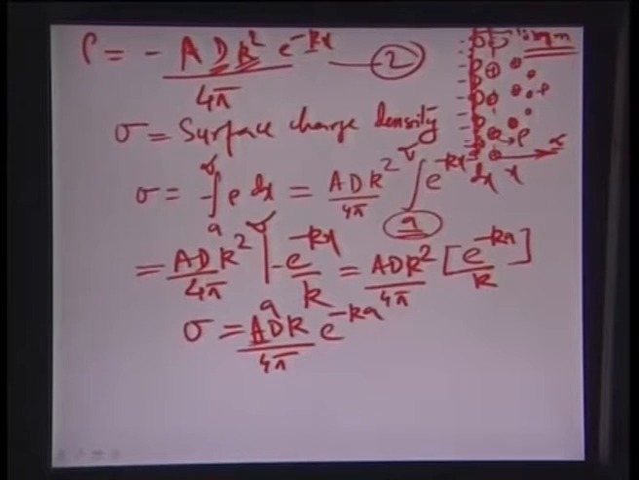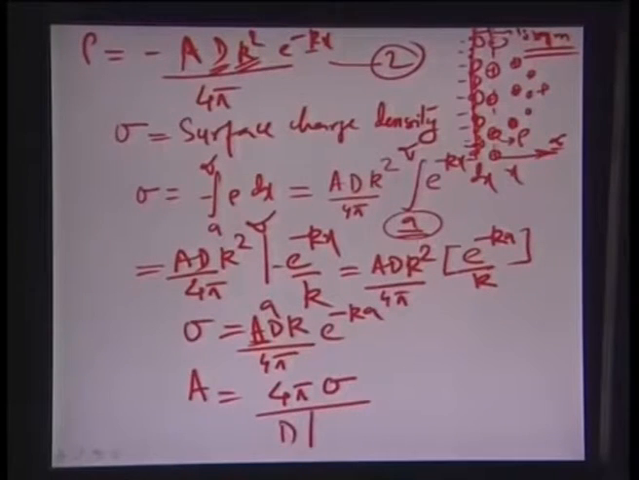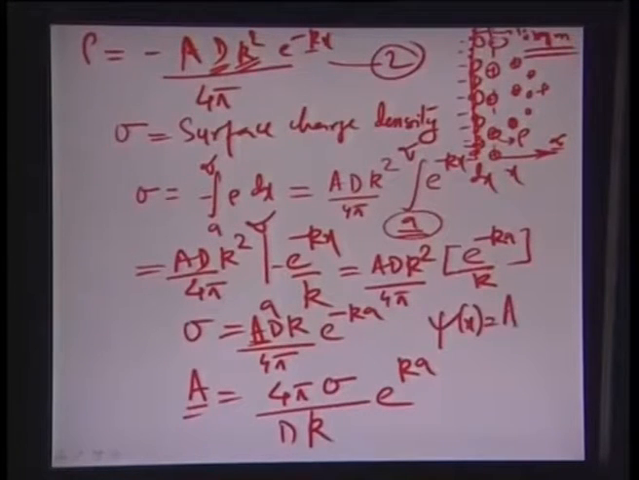And from that we can estimate, by looking at the surface charge density sigma, the value of A, the coefficient in the solution of the Poisson's equation. So A here would be represented as 4 pi sigma divided by D k and e to the power of k a. Okay, that is how A can be represented, and essentially the potential function phi of x, which is A e to the power of minus kx, becomes 4 pi sigma by D k.